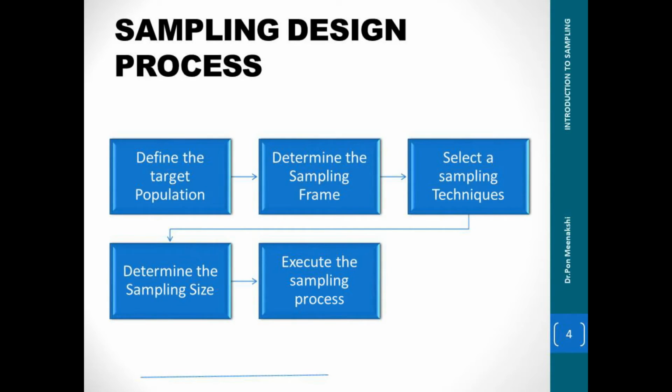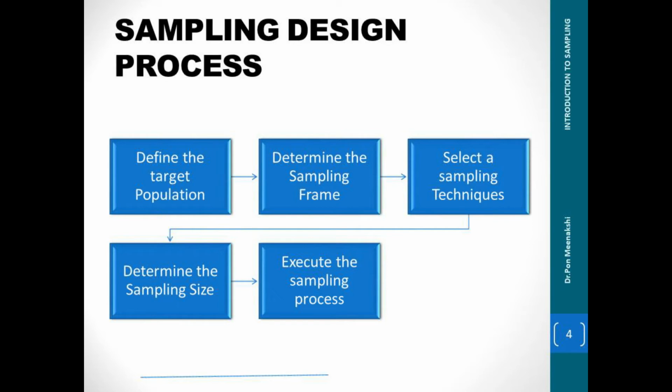The next slide is about the sample design process. There are mainly 5 points. Define the target population, the people from whom we are collecting details. The next one is to determine the sampling frame. Next, selecting the sampling technique, probability or non-probability sample, which we have to decide at this point. The fourth one is how much sample we are going to collect, and how we are going to collect it, executing the sampling process. These 5 points together are called sample design.